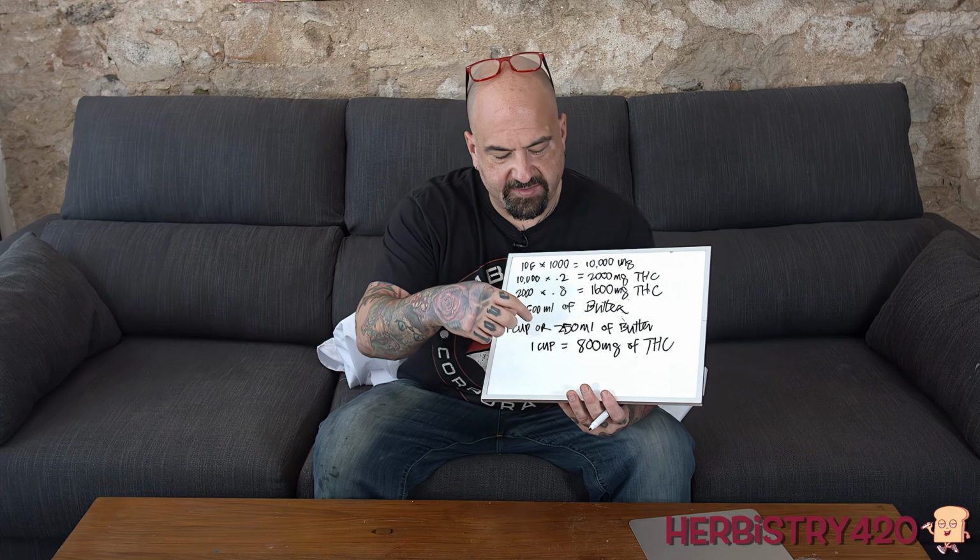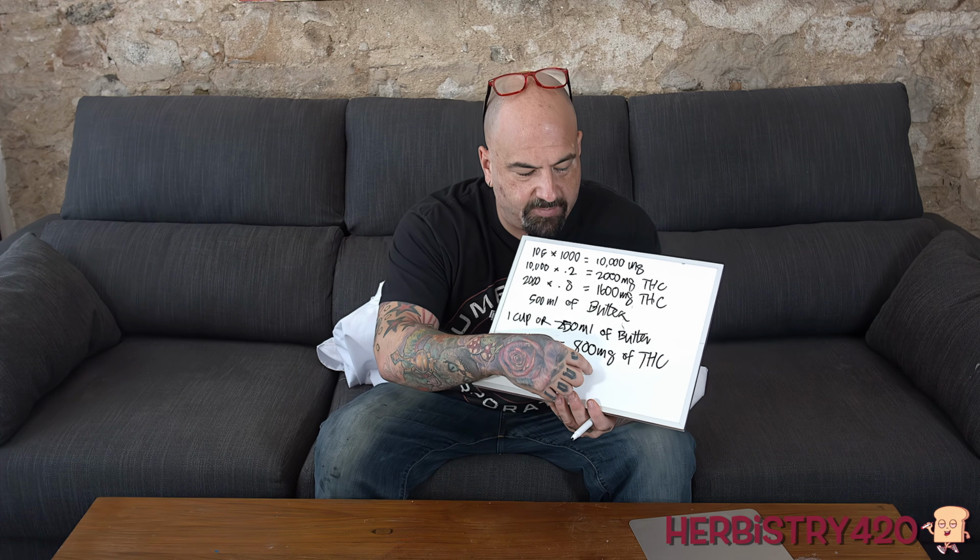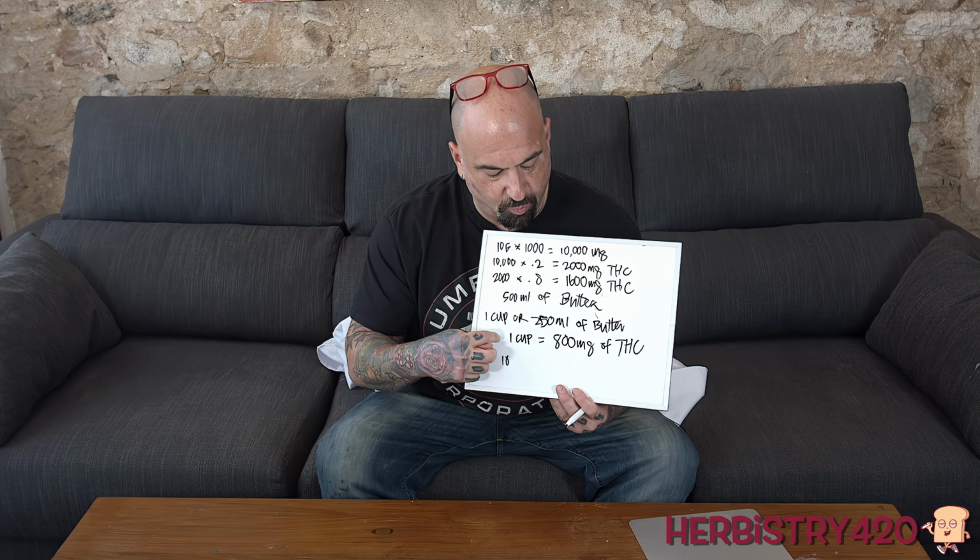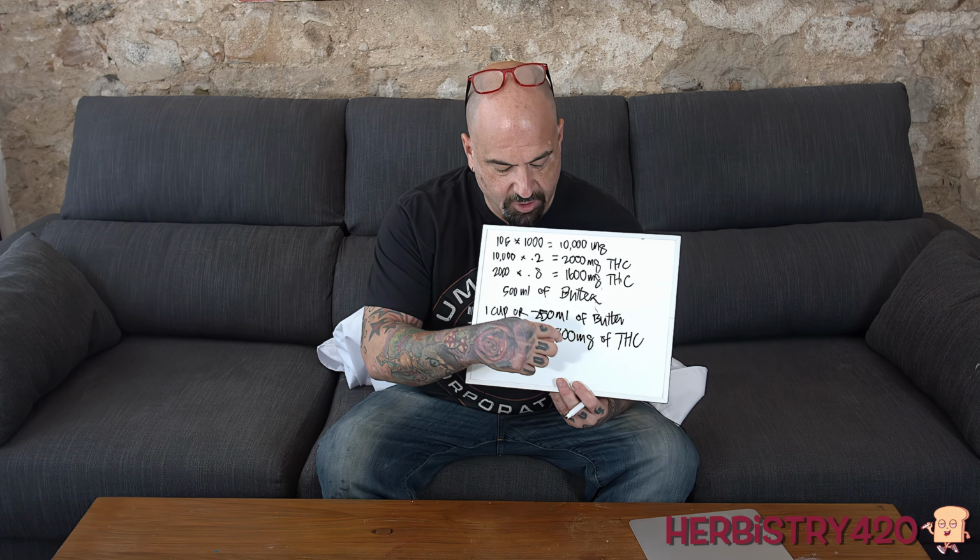In this example, we used 1 cup of butter at 800 milligrams of THC, and that equated to making, let's say, 10 brownies. We're just using easy numbers so I can do the math in my head, right? If it made 10 brownies, and the total potency, because we used 1 cup of butter, was 800 milligrams, we would take 800 and divide it by 10 servings. So 800 divided by 10 equals 80 milligrams per brownie, right?